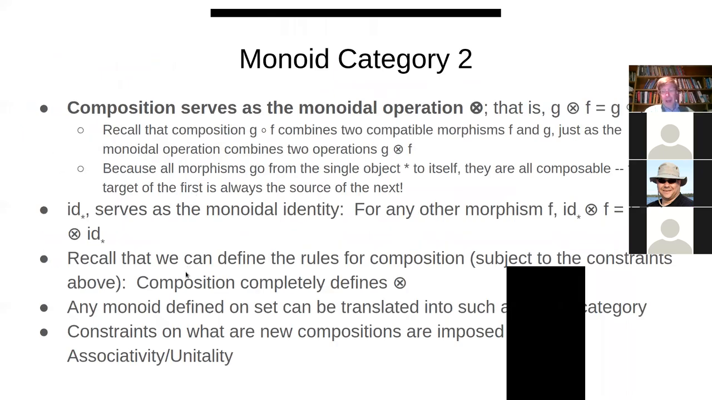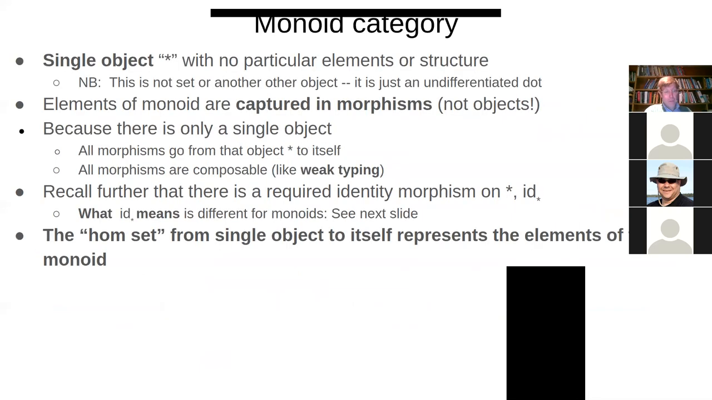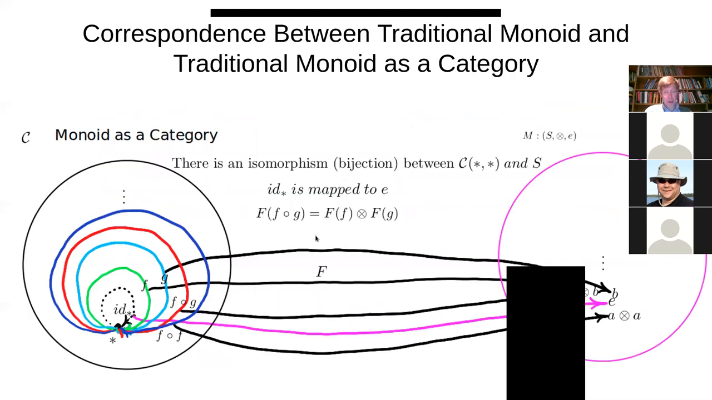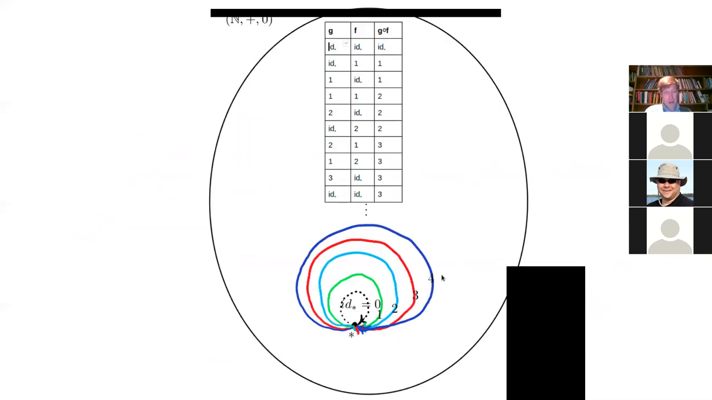And remember, within a category, we can choose what composition means. When we compose any two morphisms, we can pick what other morphism it maps to. It has to map to some other morphism, but we have the latitude of picking which one. And if you think about it, collectively, the set of all morphisms from this undifferentiated single object, this star, to itself represents the elements of the monoid. So these are the elements of the monoid here.